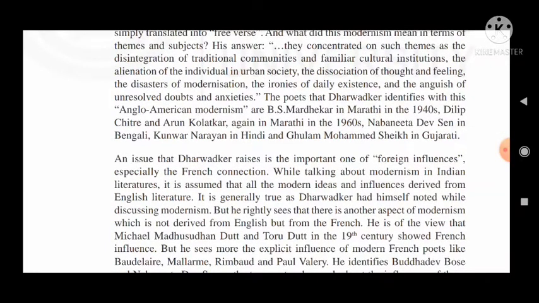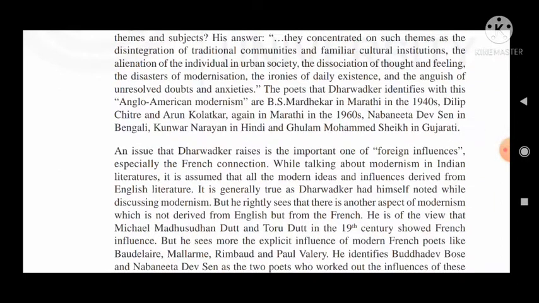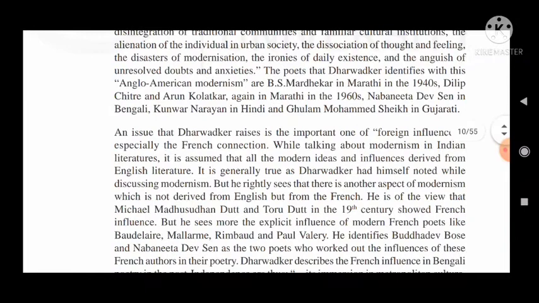The alienation of the individual in urban society, the dissociation of thought and feeling, the disasters of modernization, the ironies of daily existence, and the anguish of unresolved doubts and anxieties, Vinay Dharwadekar found in the progressive period.